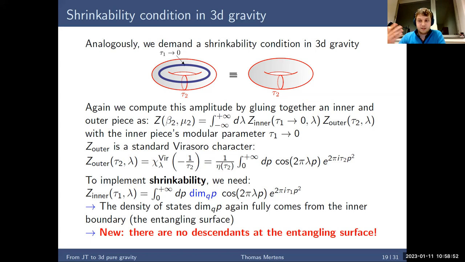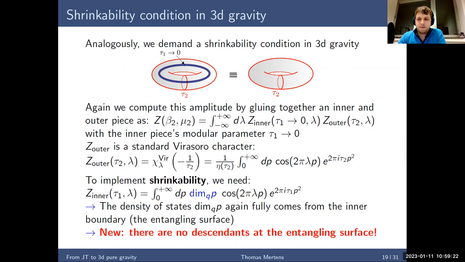Now, what is new and what is perhaps a little bit surprising at this point is that if we really demand the shrinkability condition, there can be no descendants at the entangling surface. So there are descendants at the outer boundary, at the holographic boundary, but if we demand the shrinkability, there's no 1 over eta that's being produced here. So there, what we find is that you shouldn't have descendants at the entangling surface. And this is, well, unlike usual boundaries in 3D Chern-Simons.